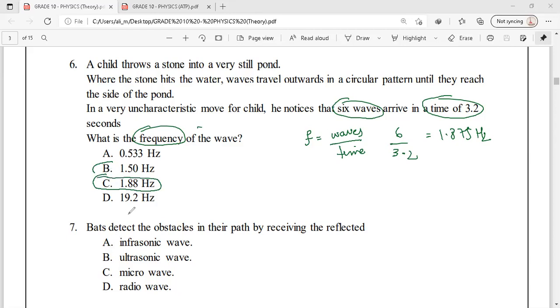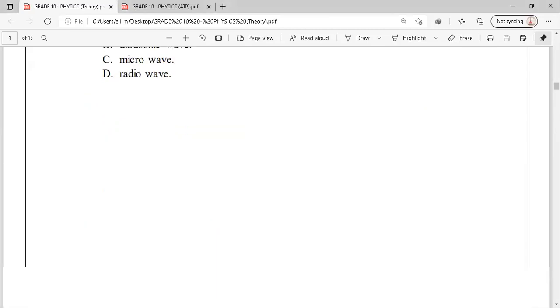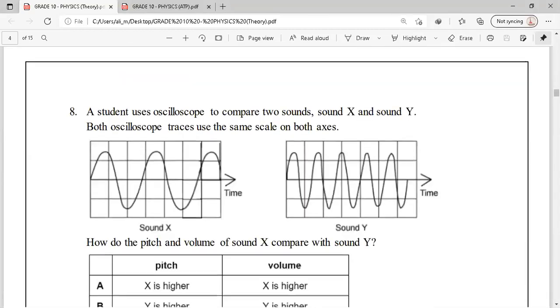A bat detects the obstacle in its path by receiving the reflected ultrasonic waves. Bats use this type of wave for their communication and for catching their prey. So option D is the right answer. Let's move to our next question, question number 8.